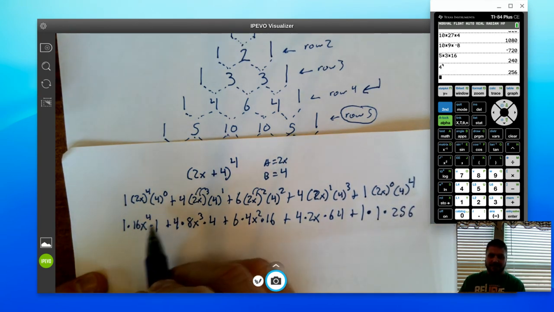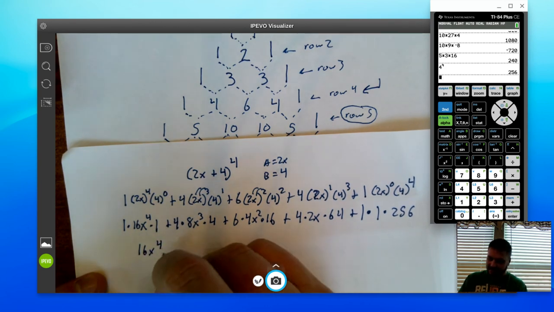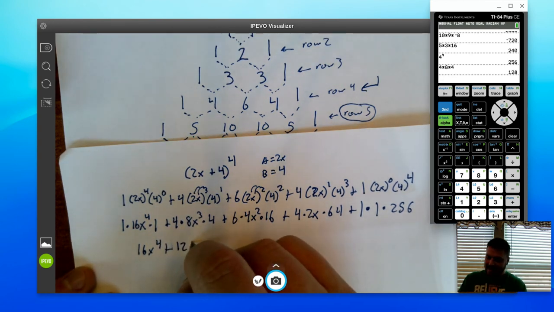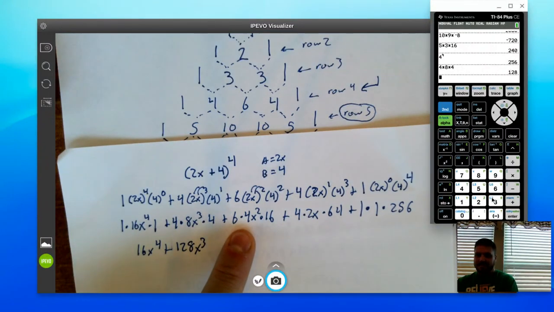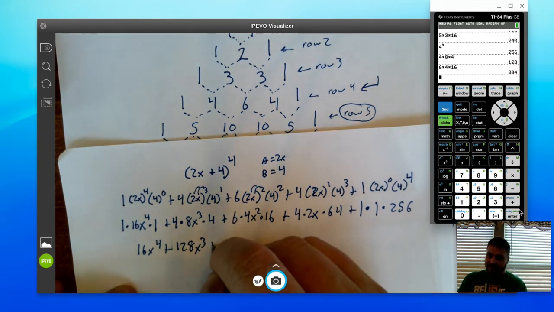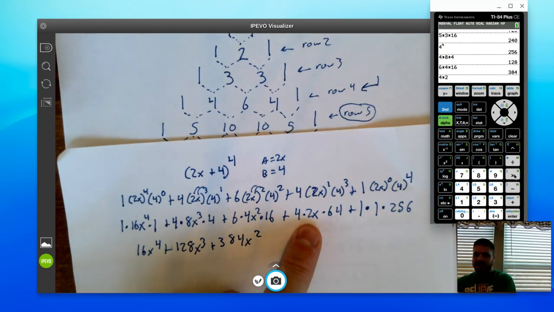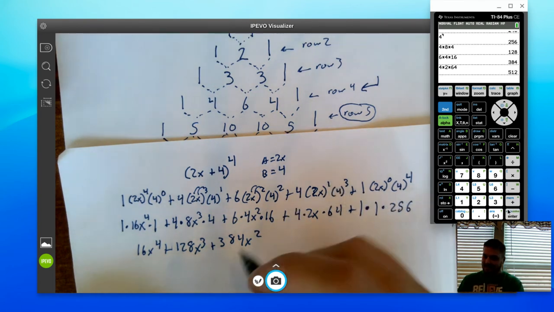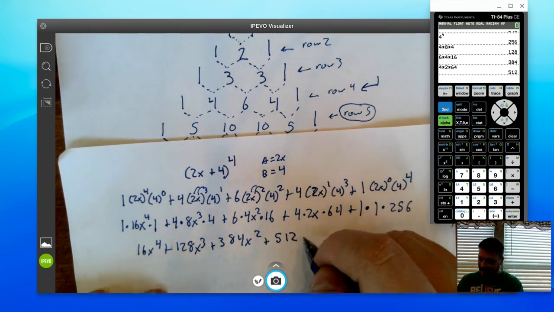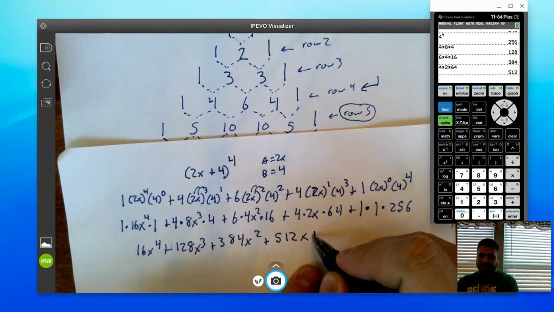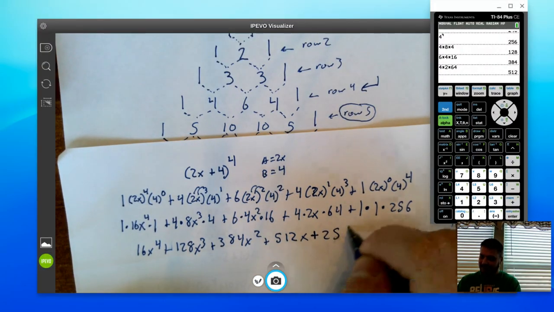So 1 times 16x to the fourth times 1 is just 16x to the fourth, plus 4 times 8 times 4 is 128x to the third. 6 times 4 times 16 is plus 384x squared. 4 times 2 times 64 is plus 512x, plus 1 times 1 times 256 is 256.